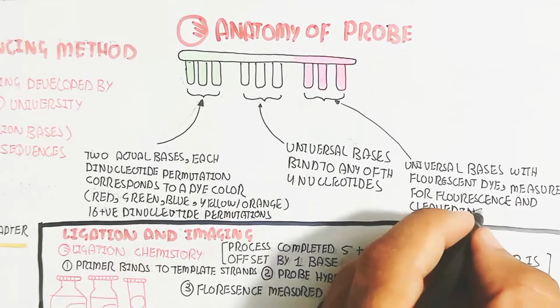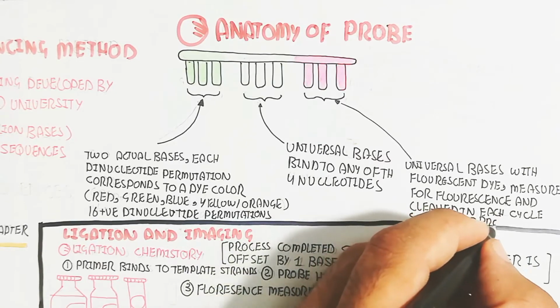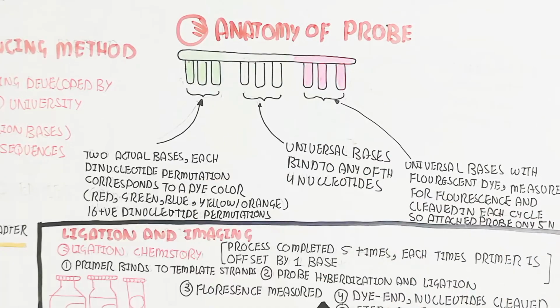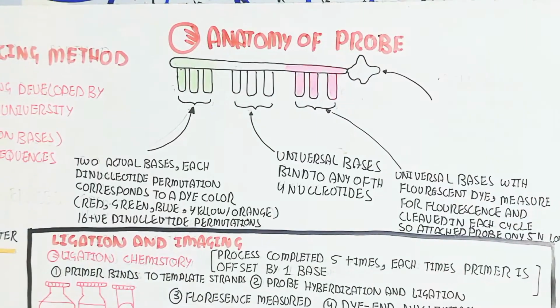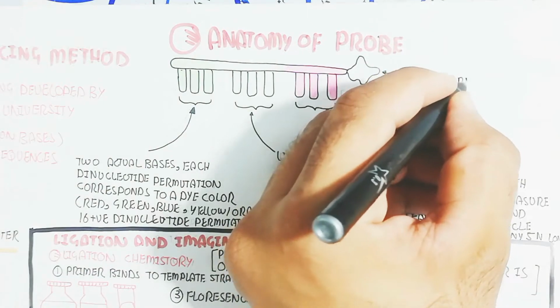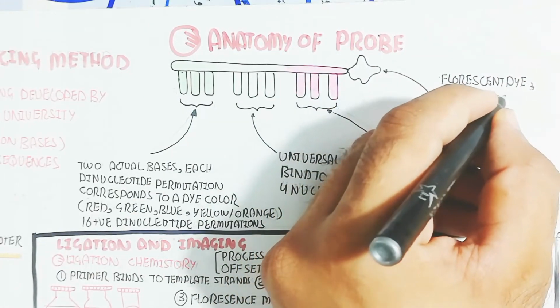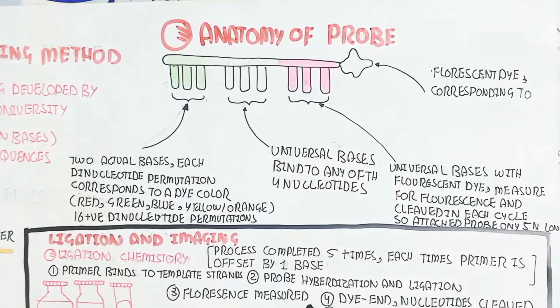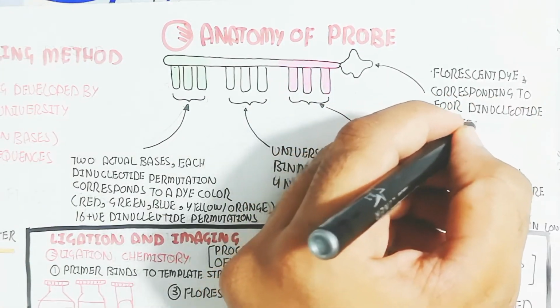So attached probe on only 5' nucleotide side. So in this way you can understand this is the anatomy of probe. So this is the fluorescent dye which will produce color corresponding to 4 dinucleotide possibilities. 4 nucleotide possibilities.